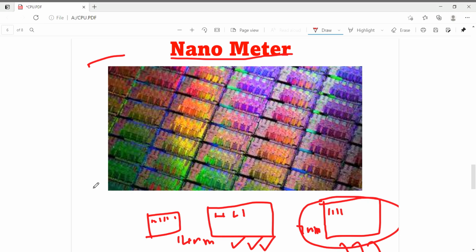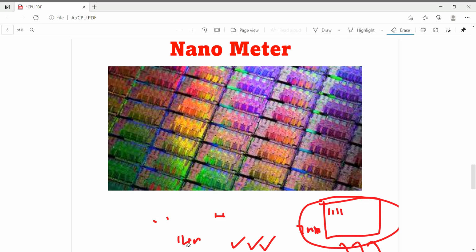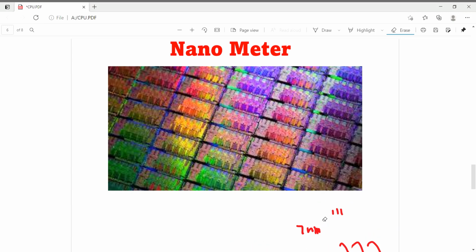In markets 5 nanometer processors are coming, and even IBM announced that they will build a 2 nanometer processor. The smaller the nanometer, the more power efficient it is. It takes less power and does the work more efficiently. I hope you understand what nanometer means in processors. Let me erase all this.